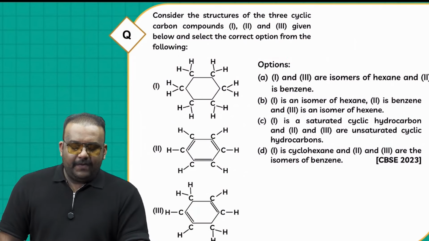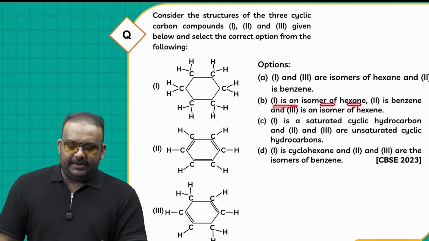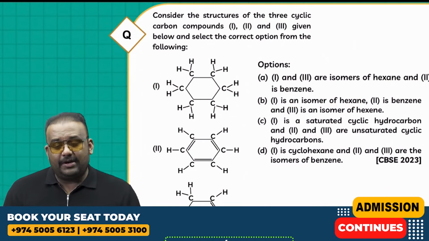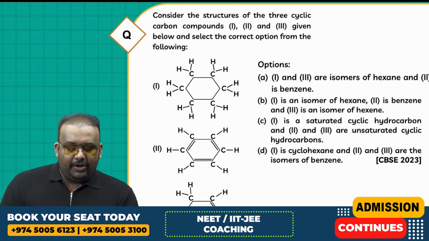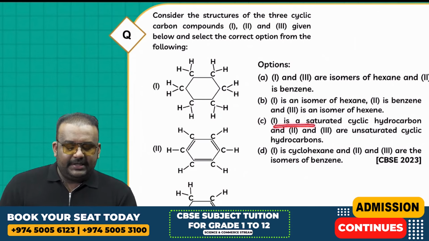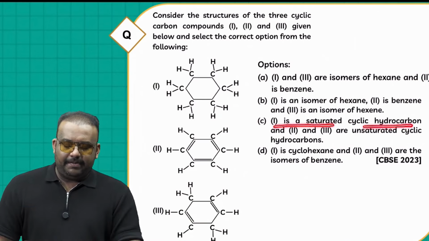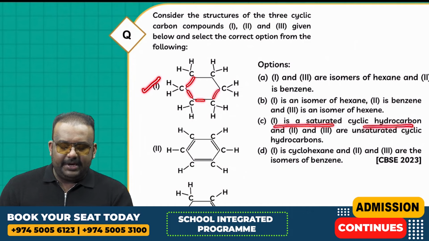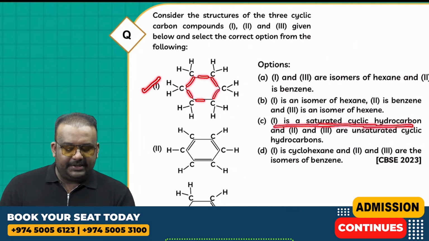Option B says 1 is an isomer of hexane. That is again wrong because they can't be isomers as long as their formulas are not same. Option C says 1 is a saturated cyclic hydrocarbon. That is correct because it is a cyclic compound and it has only carbon-carbon single bonds. So that is a correct statement.